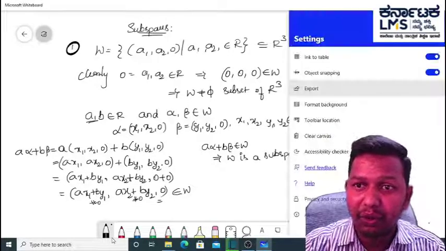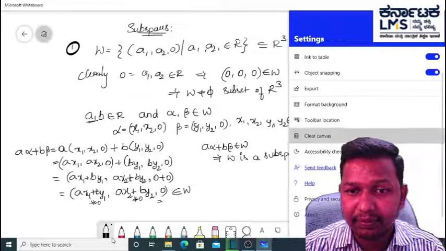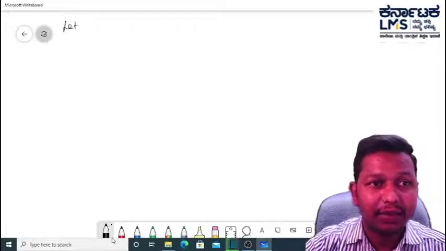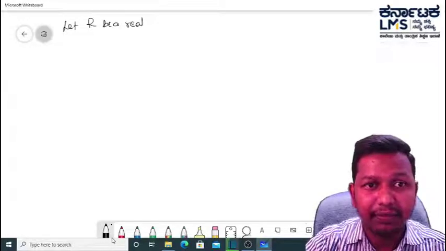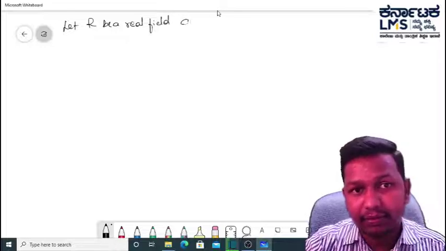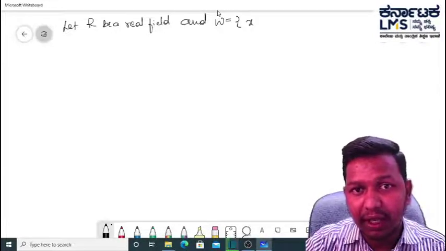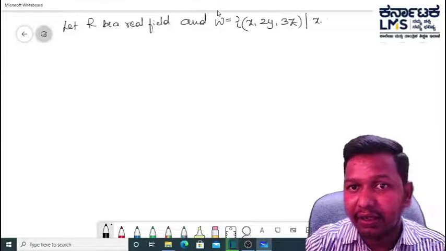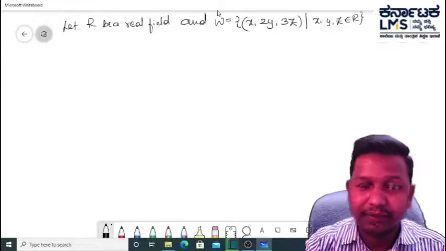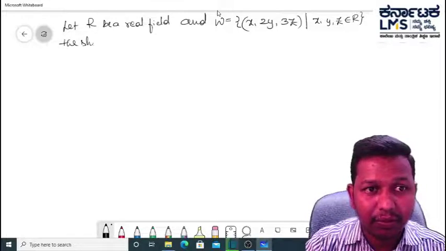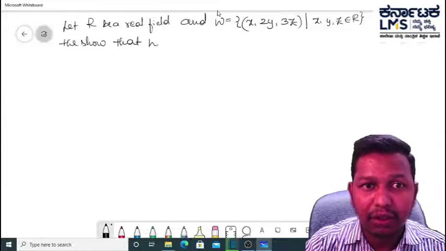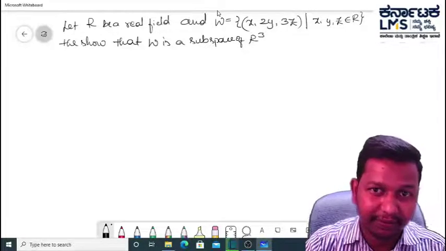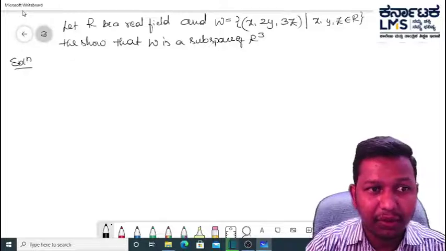So let's see one more example. Let R be the real field and W equal the set of all (x, 2y, 3z) such that x, y, z belong to R. Then show that W is a subspace of R3. The solution to this one is also very simple.